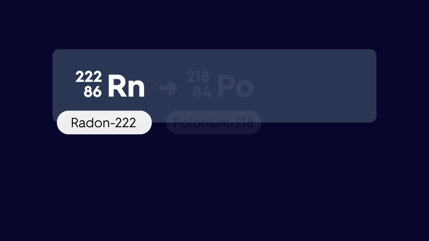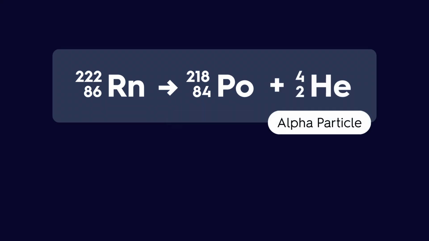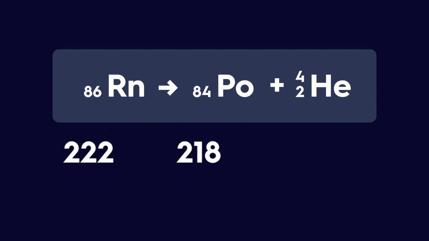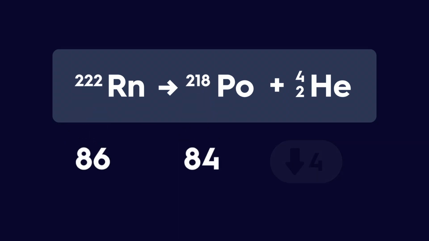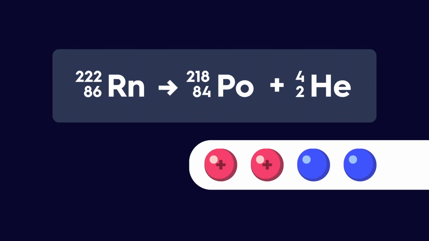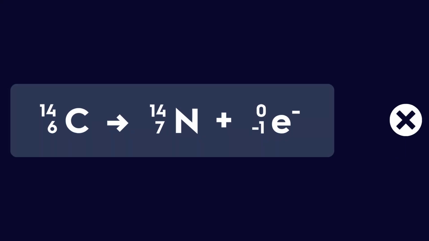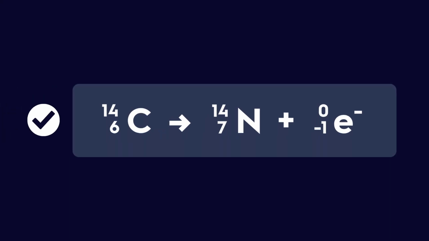Let's do one example. Radon 222 can undergo alpha decay to form polonium 218 and an alpha particle. Notice what happened. The mass number drops by 4 and the atomic number drops by 2 because an alpha particle contains 2 protons and 2 neutrons. A common mistake is to treat every emitted particle as if it changes the mass number. That is not true. In nuclear equations, an emitted electron has mass number 0. So beta- decay changes the atomic number but not the mass number.